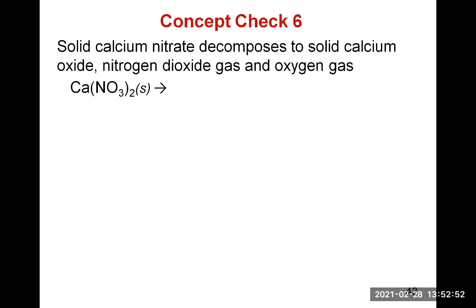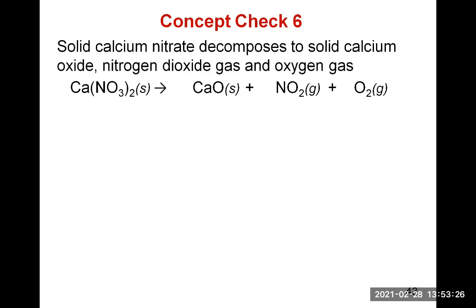So calcium oxide is just CaO and S for solid. Nitrogen dioxide, that's a molecular compound made of nitrogen and then oxygen. The di here tells you there is 2 oxygen for 1 nitrogen. So it's going to be NO2 gas. And then oxygen gas is the oxygen you find in the air, and that's O2, and that's a gas. So we have now our skeletal equation.